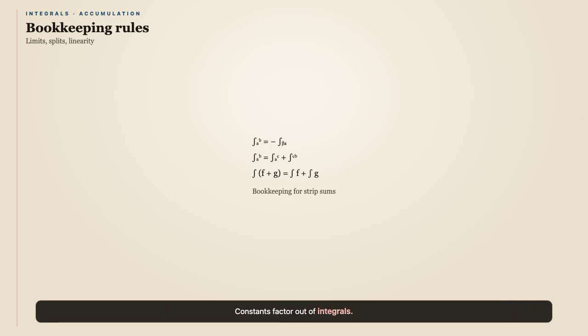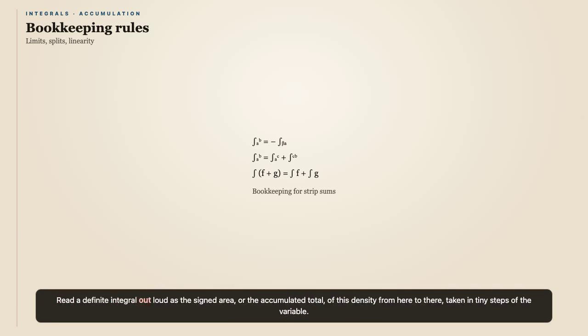Constants factor out of integrals. Sums of functions integrate term by term. These algebraic rules are bookkeeping for strip sums, not separate mysteries. People fear the notation. The elongated S looks ceremonial. The dx looks like a stray letter.